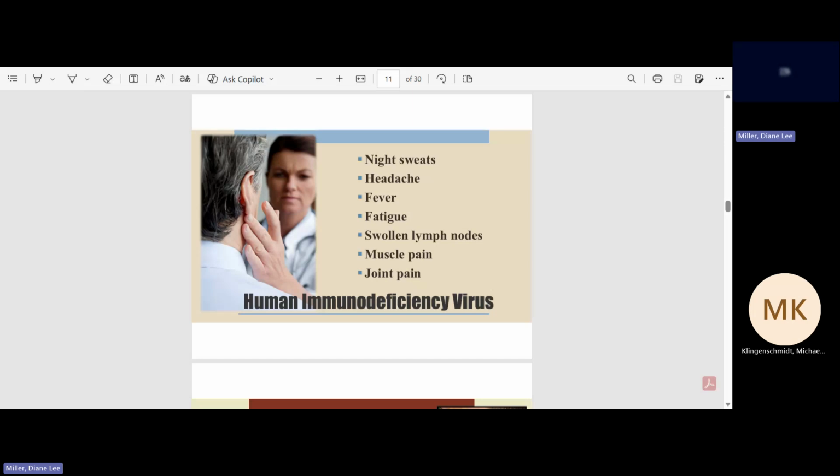Some of the more common symptoms, especially early on in the illness, are night sweats, headache, fever, fatigue, swollen lymph nodes, muscle pain, and joint pain. These can be delayed from the initial infection with this virus or can be present early on.